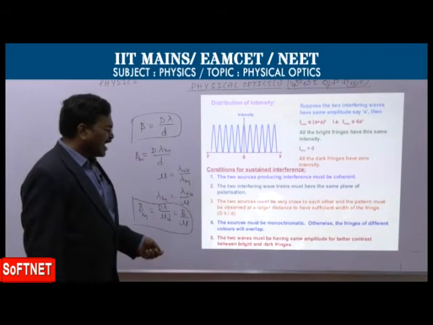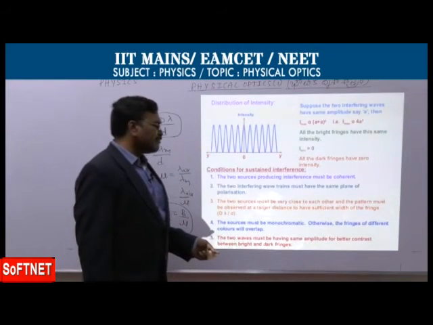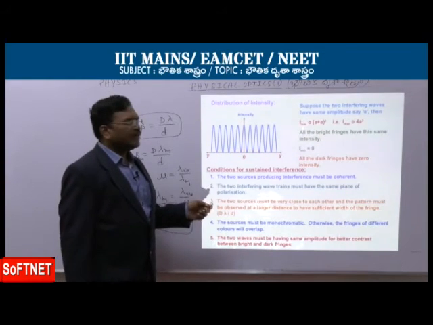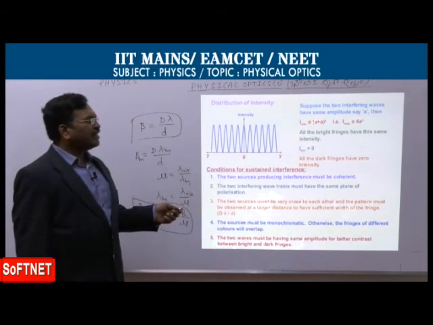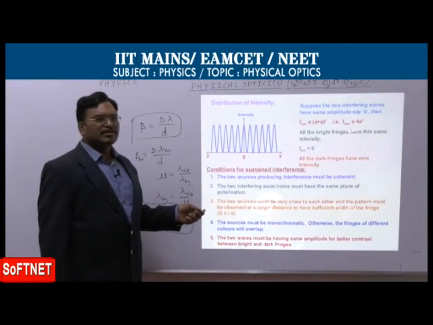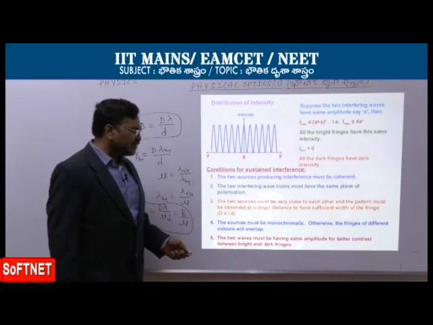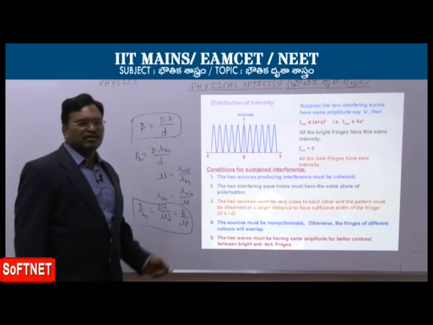They overlap. And the two waves must have the same amplitude for better contrast between bright and dark fringes. If the two waves have equal amplitudes, we get maximum amplitude, maximum intensity. That's why the two waves must have the same amplitude for better contrast between bright and dark fringes.